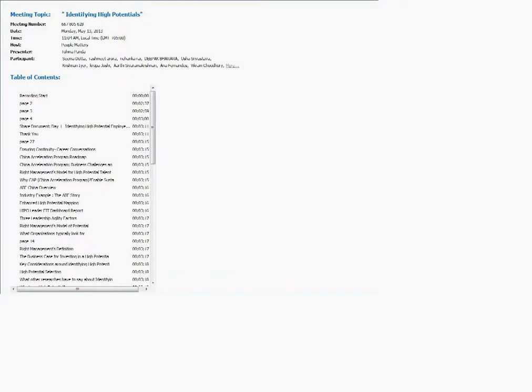So first of all, who is a high potential employee? How do organizations go about identifying these employees? What are probably the parameters which we should consider? And are there any benchmarks which I can consider while going about identifying the right process in identifying high potentials?